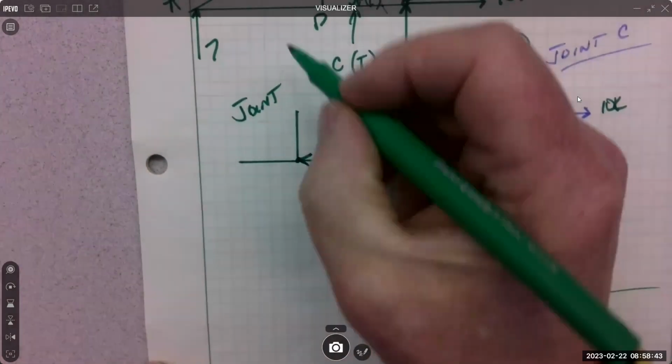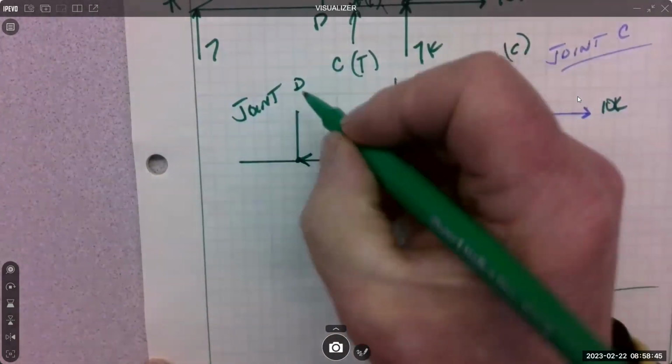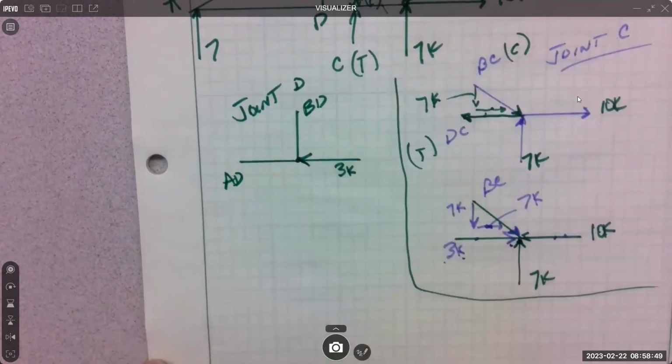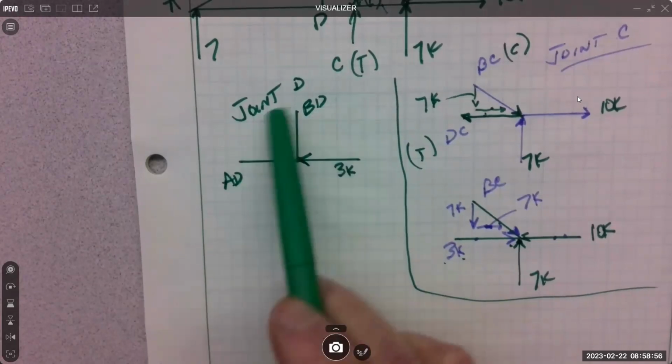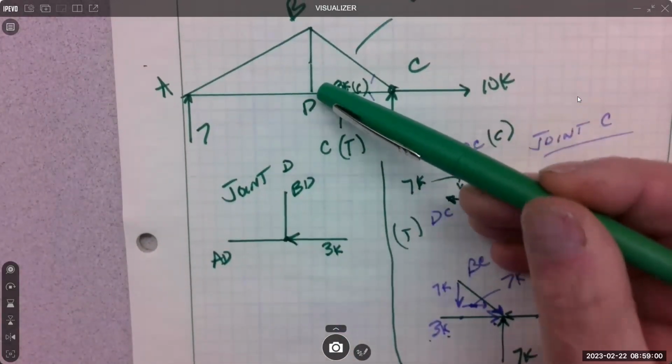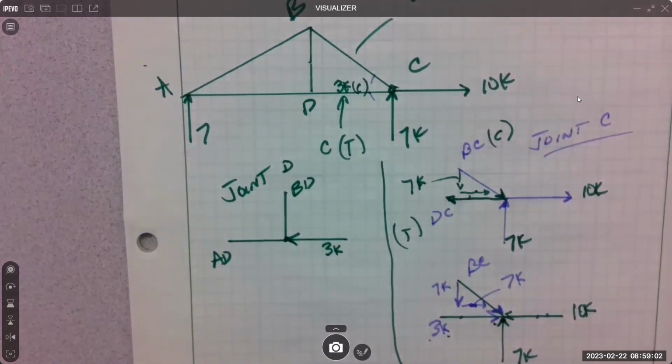Now it's legit that we go to joint D. This is BD, and this is AD. Everyone okay with this drawing? Like that is D, right? I mean, that's what it looks like. It's what we call a T connection, and actually something we look for. Like you can just look through trusses and look for these T's because they're kind of valuable to solve a truss.